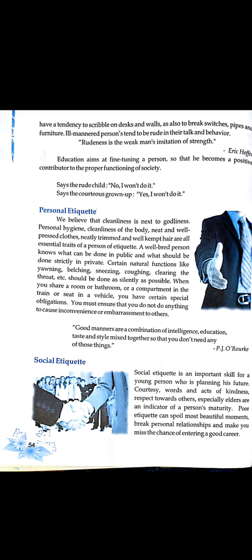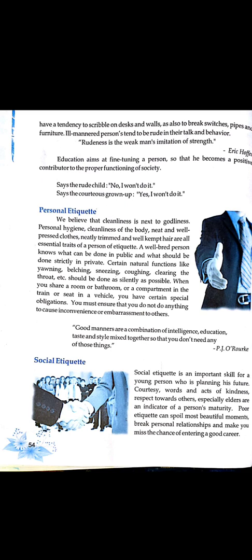Says the rude child, no, I won't do it. Says the courteous grown up, yes, I won't do it. So a small difference is there between a rude child and a courteous child. The rude child says no, I won't do it. But similarly, a well-behaved child will say yes, I won't do it. Both of them are saying they can't do it, but the way they say it is different.